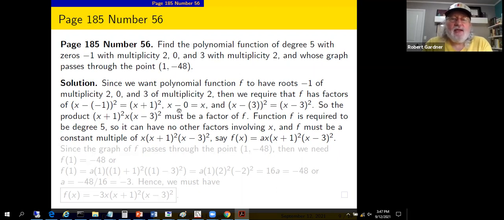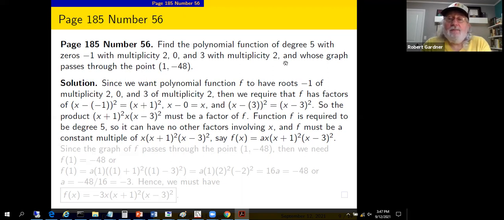0. Okay, we'll take x minus 0, or simply x, as a factor. It's understood they mean multiplicity 1 here. So this we treat just like we did in the previous examples. And 3, a zero of multiplicity 2. So we'll take x minus 3 as a factor to the second power because it's of desired multiplicity 2. So if we multiply these factors together with the appropriate exponents, we get x plus 1 squared times x minus 3 squared. This must be a factor of the desired function f.